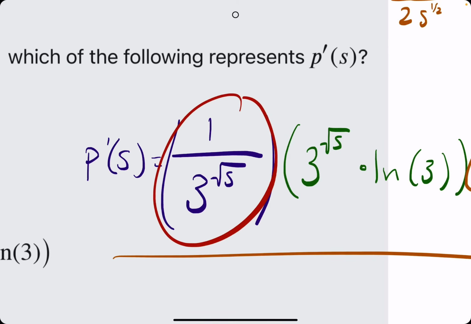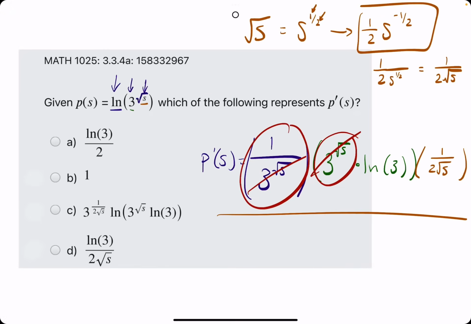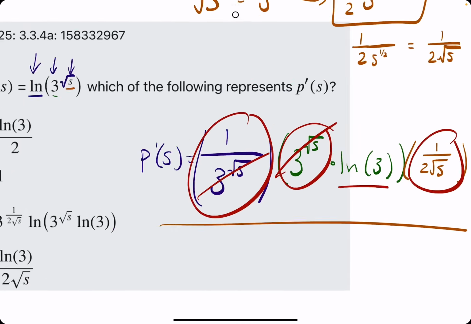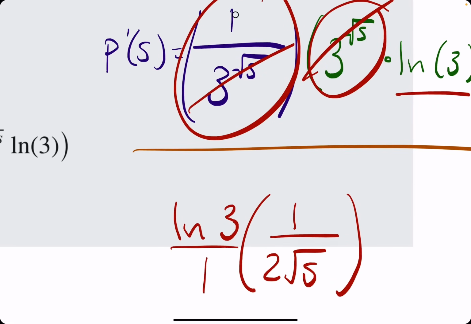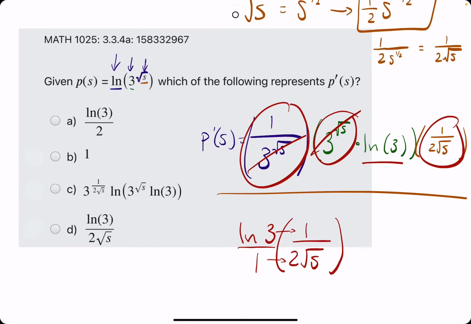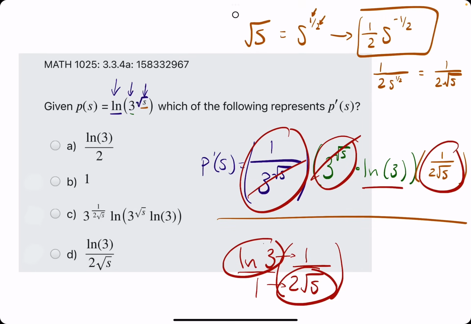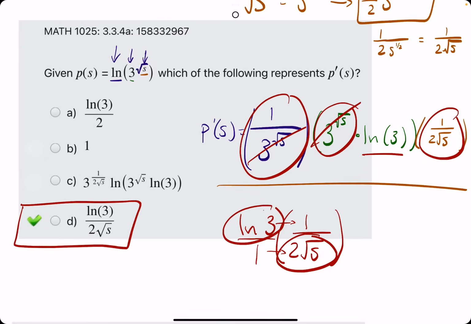Just like in the last one, we see these terms, 1 over something times that something, being multiplied, so those terms will definitely cancel. So we're looking for an ln of 3 and just times 1 over 2 square root of s. If we take ln of 3 times 1 over 2 square root of s, it's basically like ln of 3 over 1 times this fraction. So multiplying across the top would give us ln of 3 over 2 square root of s. In other words, option D. All right, let's go ahead and do one more example.